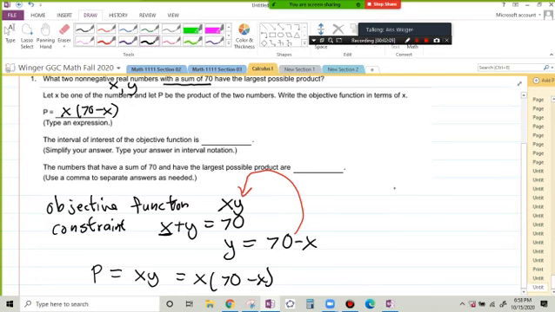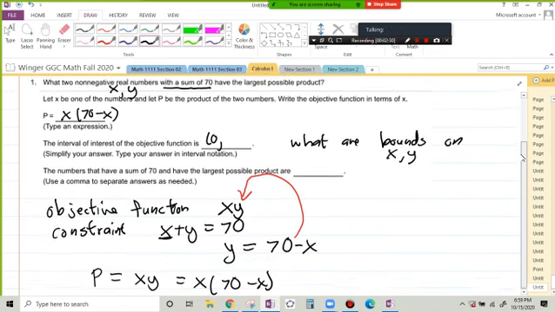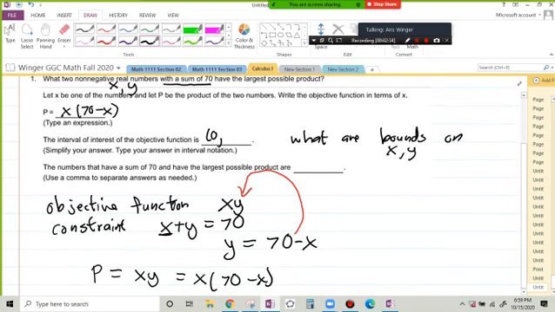The interval of interest. Well, the question is, what does this mean? This means, what are the bounds on x and y? Well, they have to add up to 70, right? So in this case, let's just say on x. So then x needs to be positive. They told us that. And then in order for p to be positive, x should not be more than 70 because of 70 minus x.